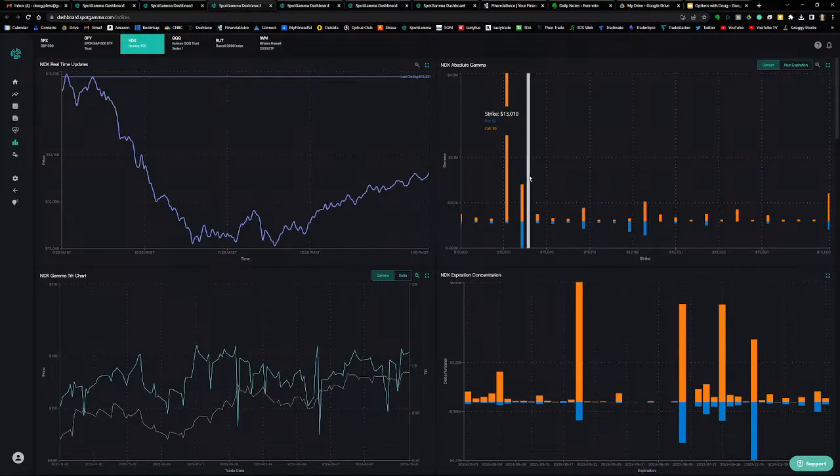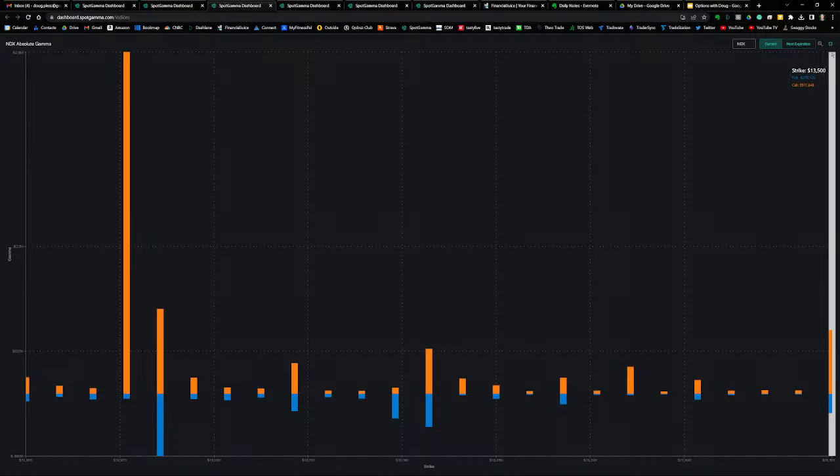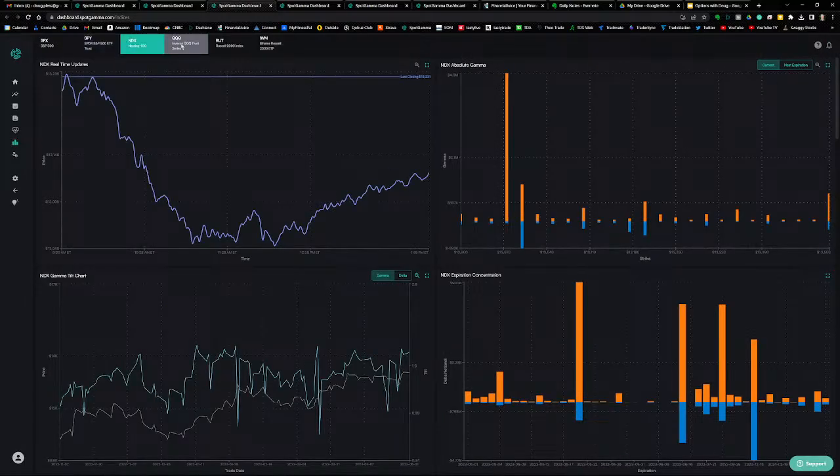And for NASDAQ, 12,975 is the strike with obviously the largest gamma, also the largest call gamma, so that is the key gamma strike as well as the call wall. Now let's take a look at QQQ.